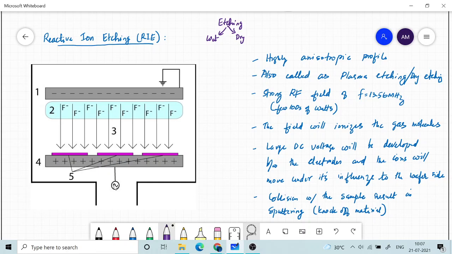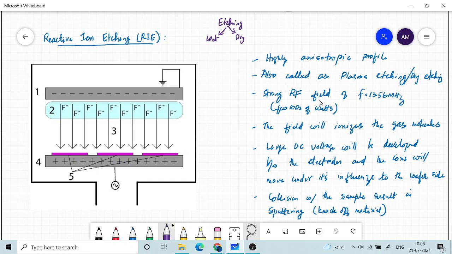What is going to happen here is that we are applying an RF frequency of 13.56 megahertz, a high power signal with that RF frequency. High power means hundreds of watts. So a lot of energetic or powerful RF wave is given here, and since the RF wave is alternating in direction, the field will go up and down at very high speed.